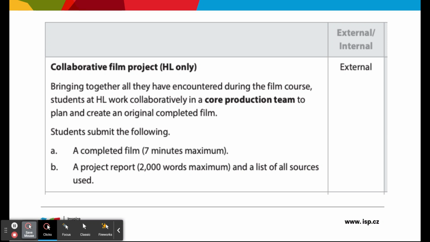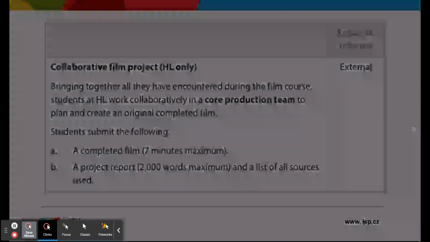Now, the collaborative film project, this was always a big project at the end of senior year. We would always start it in January and complete it. It would take a few months to complete this, up to 7-minute film, and then a project report of 2,000 words. This one does not apply this year for the seniors, so that's a big piece that is off their plates.